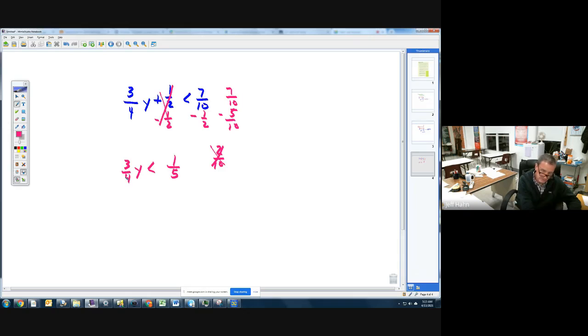Anytime there's a fraction in front of a letter, just like with equations, you flip and multiply. So this is 4/3, that goes away. This is 4/3. y is less than 4 times 1 is 4/15. y is less than 4/15. To which you're going to say, are you kidding me? Who has to graph 4/15?